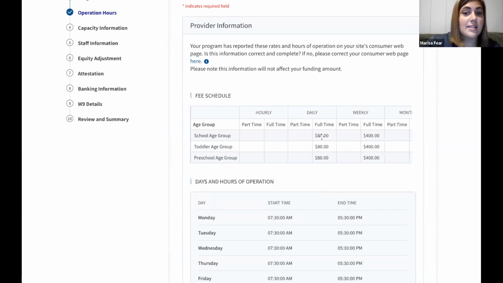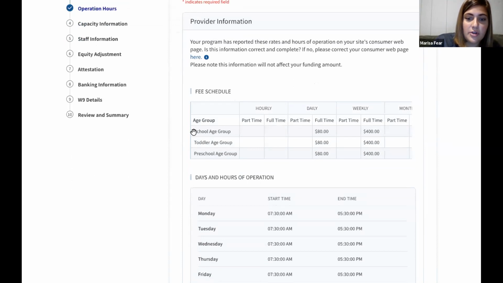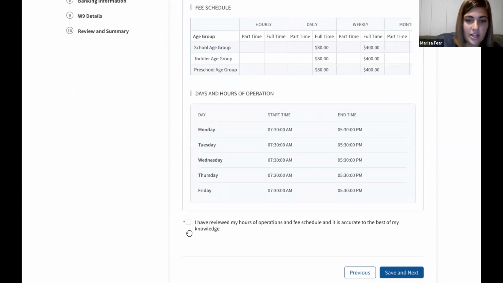If that information isn't correct for your program, what you're going to want to do is go up here to the top where it says, if no, please correct on your consumer webpage. When you click here, it'll bring you to the consumer webpage and you'll be able to update all the information that's included on this page. Once you're finished updating it, you would just go down to the bottom, click that you have reviewed the hours of operations and that it's accurate, and then click save and move on to the next one. So yes, you can update that information within the application itself.